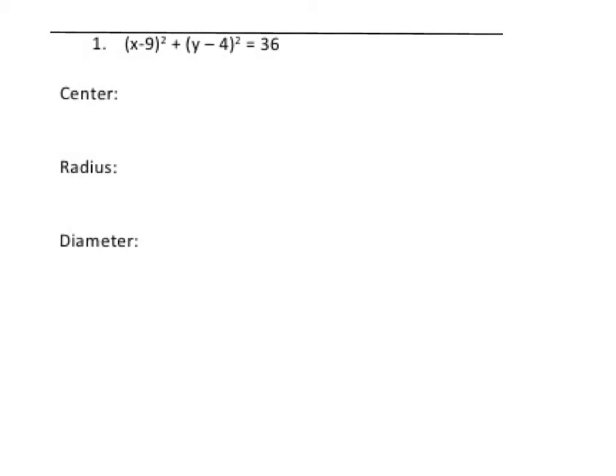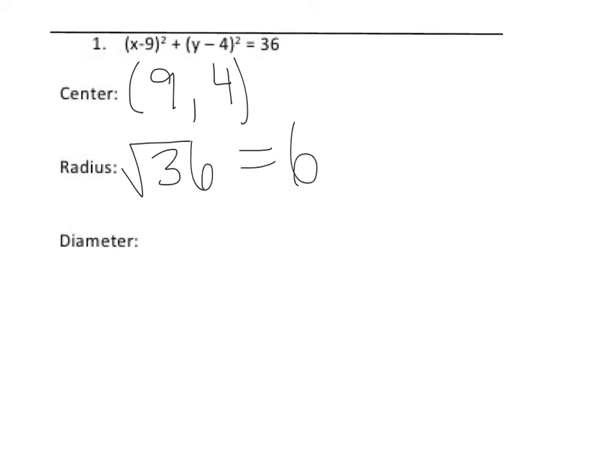Our first question gives us the equation of a circle. We want to find the center. The center always has signs that are opposite to what we have in here. So the center of this circle is going to be positive 9, positive 4. That'll be in the first quadrant. The radius is the square root of 36. Square root of 36 is 6. In order to find the diameter, you double the radius, so the diameter will be 12.